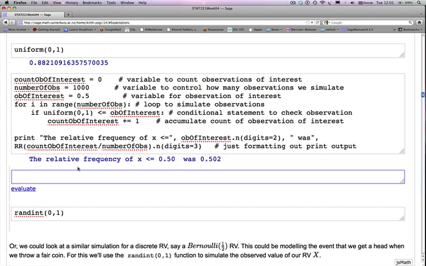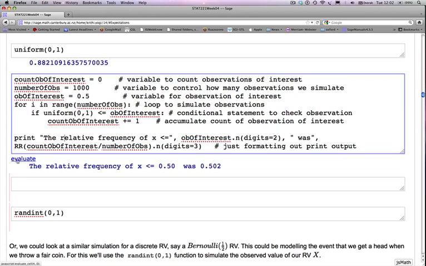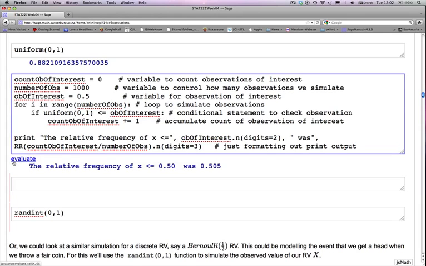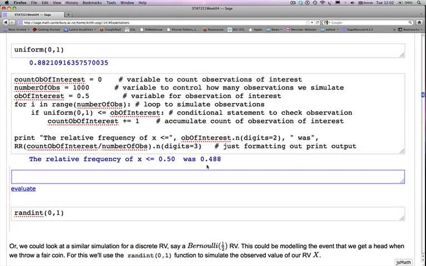Now we get that the relative frequency of x less than or equal to 0.5 was 0.502. That means 502 of the 1000 simulations were less than 0.5. If I evaluate this again, I'm going to get different numbers. The relative frequency of x less than 0.5 is 505 now, 0.505. So 505 this time are less than 0.5. This time 488 were less than 0.5.